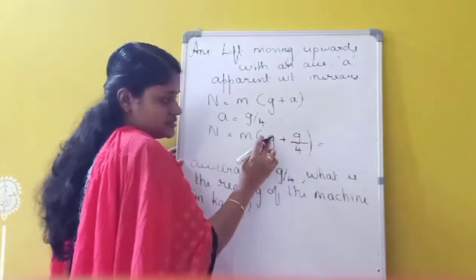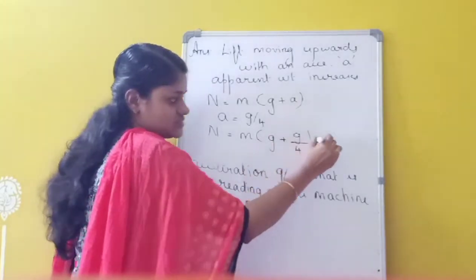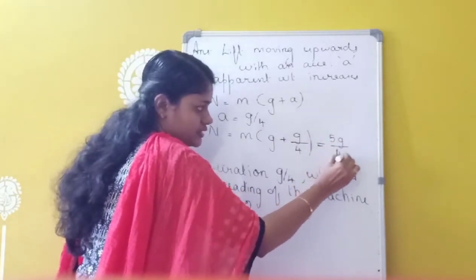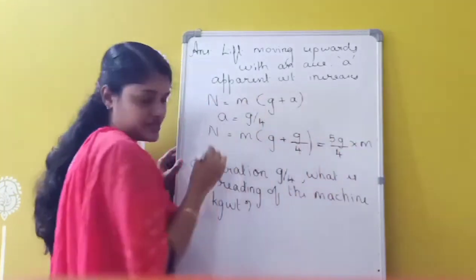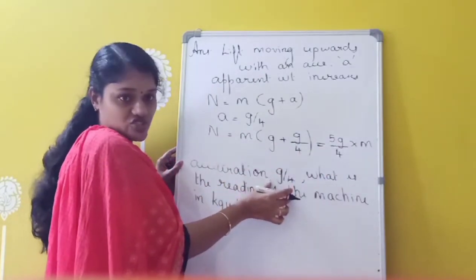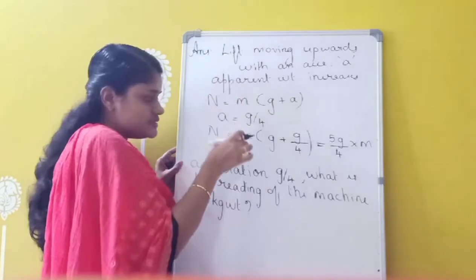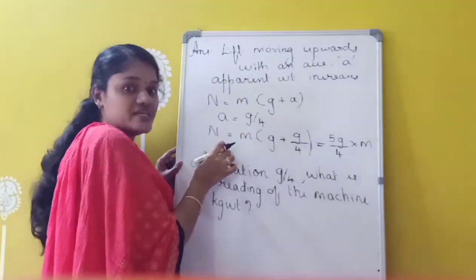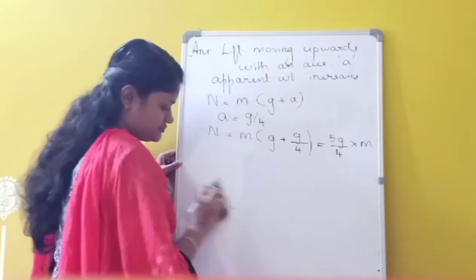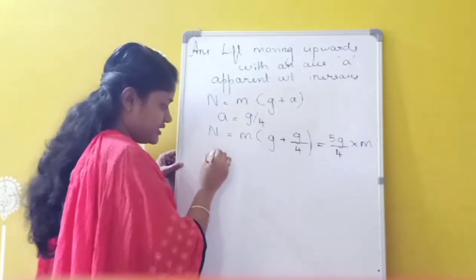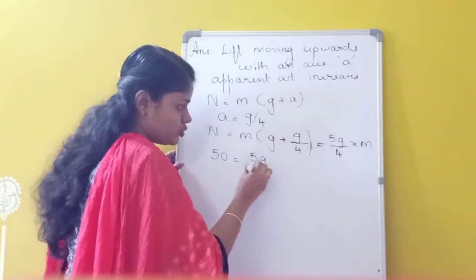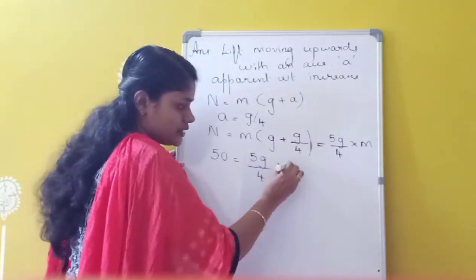That means g plus g by 4 is 4g plus g, that is 5g by 4, into m. And this value is actually given here. It is given as 50 kilogram weight. So when the lift is moving upwards, this machine shows a reading of 50 kilogram weight. So instead of N, I am writing 50. So 50 equals 5g by 4 into m.